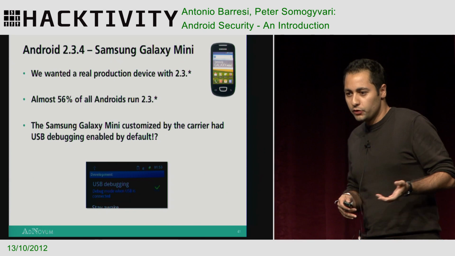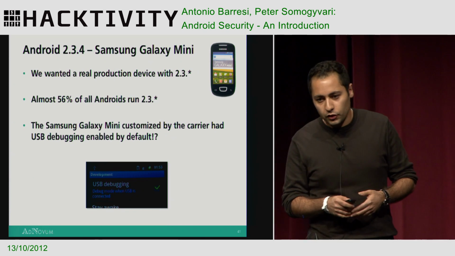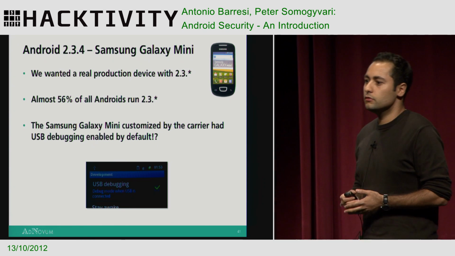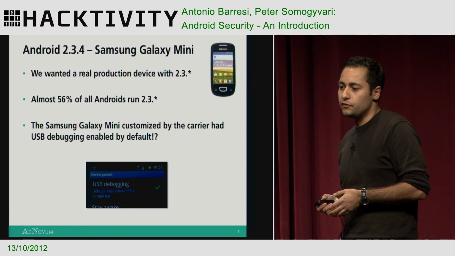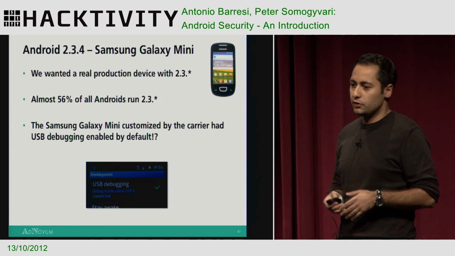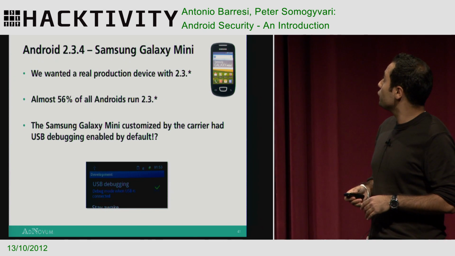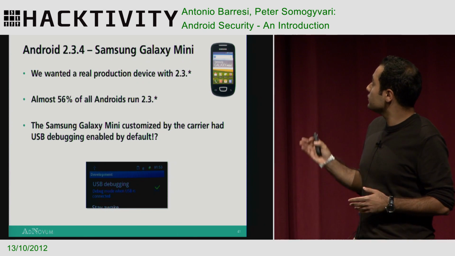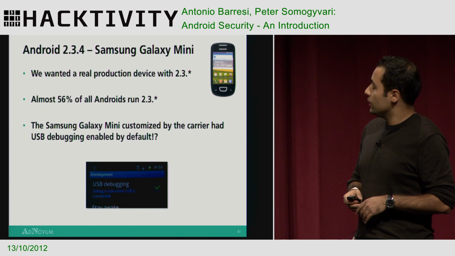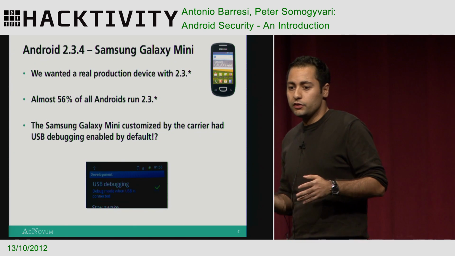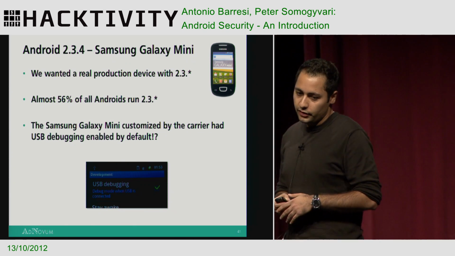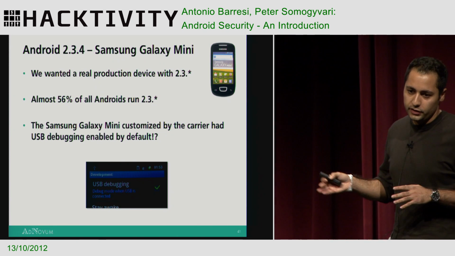Okay, so we implemented our native vulnerable app, and we wanted to exploit it. And we wanted to look at it on a real production device, because if you use the emulator, it's a little bit different there. So we bought a device. It's a 2.3.4 Samsung Android device, called Samsung Galaxy Mini. And just remember that still nowadays 56% of all Android devices are Gingerbread, so 2.3 devices.